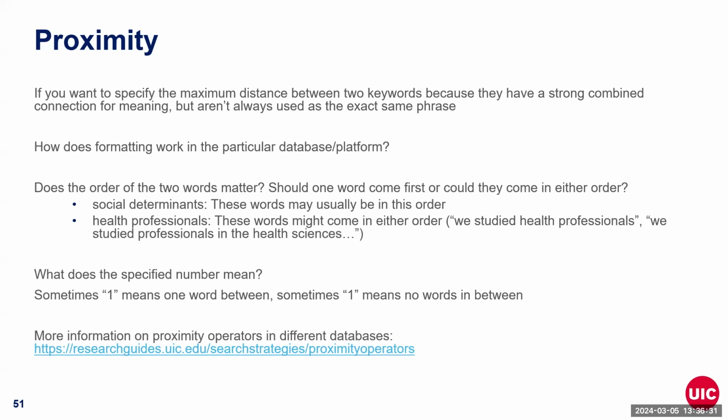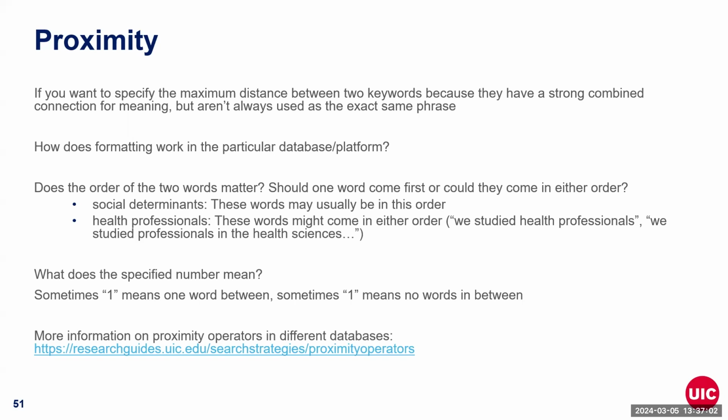For example, it's possible for social determinants, you might say, well, there might be words between social and determinants that might come up, but I would always expect social to come first. Or it might be something like health professionals, where you might say, well, these are very connected concepts, but they might come in either order. So you might see people talking like, we studied health professionals, or we studied professionals in the health sciences. Again, they're very close together, but they're not always appearing in the same order.